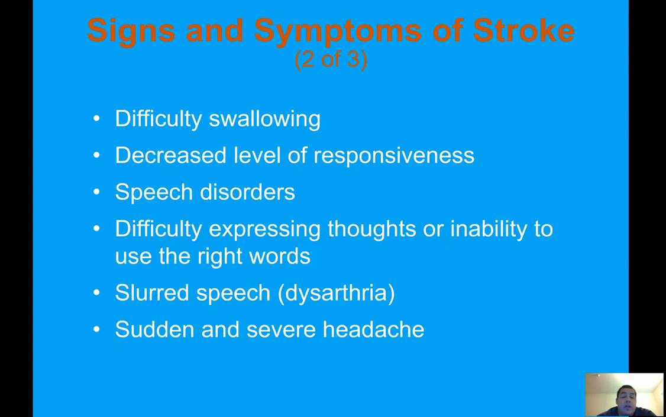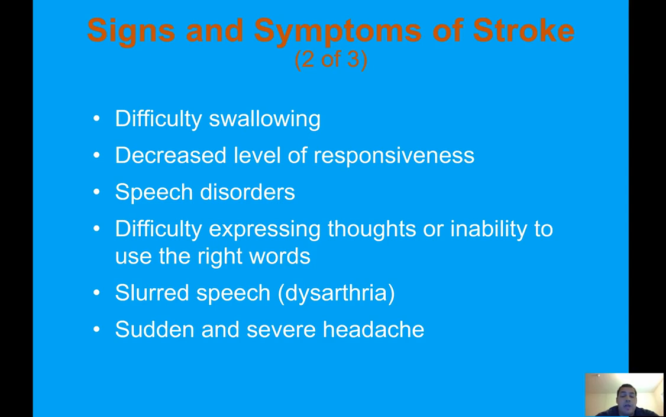So difficulty swallowing, decreased level of responsiveness, speech disorders. If a patient sounds like they're slurring their speech, you could ask them if that's normal for them, or if you have bystanders on scene, family members, friends, anybody, ask them if they sound normal. They'll be able to tell you if their speech is altered in some way, because that could be another sign.